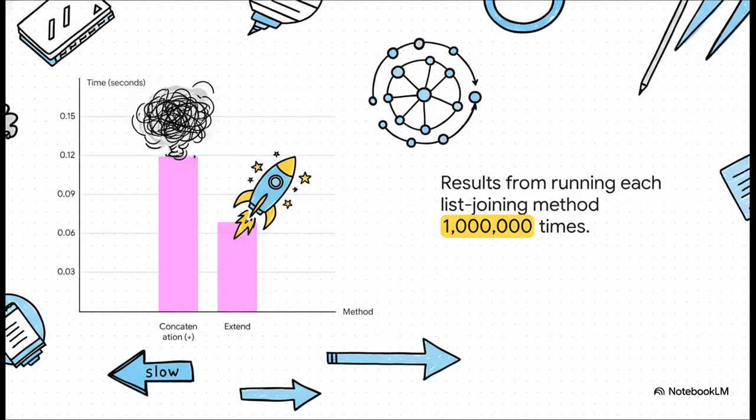The extend method is almost twice as fast. Think about that. Over 1,000,000 operations, that one tiny choice in how to write the code saved a massive amount of time. This is the difference between a fast AI and a slow one. So why? Why is it so much faster?